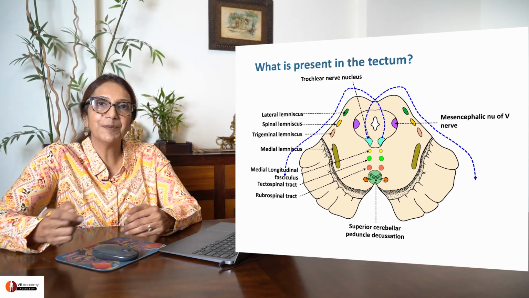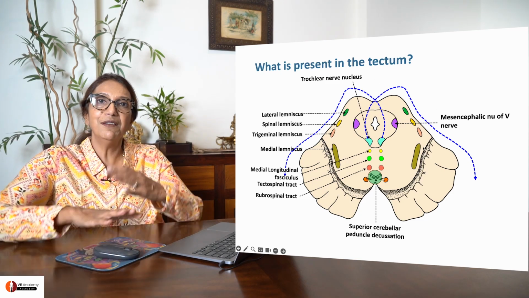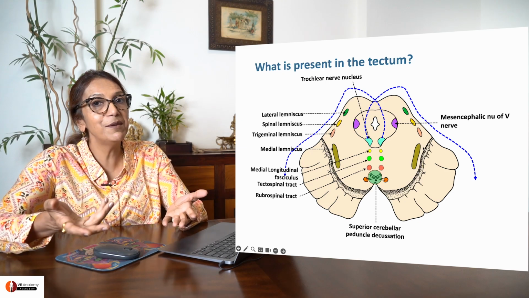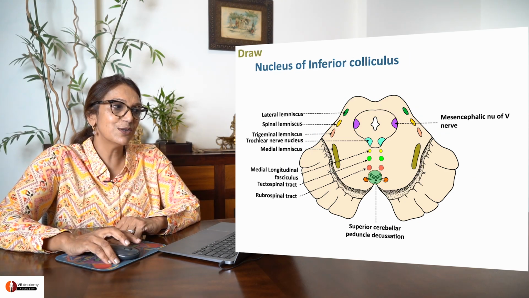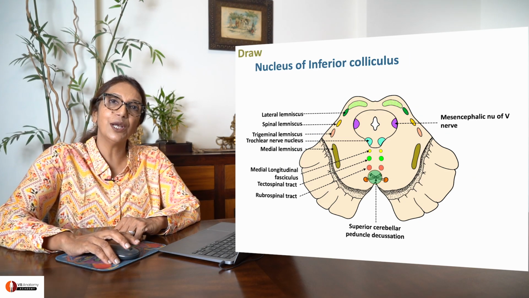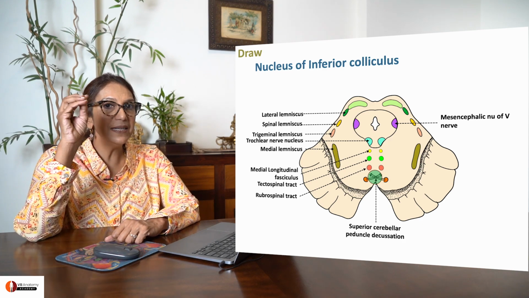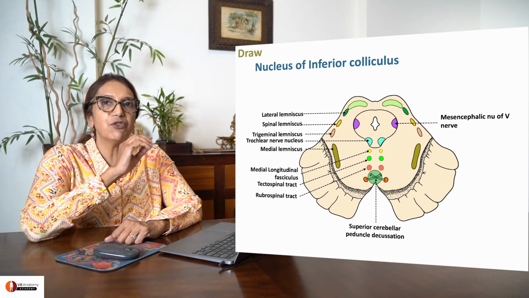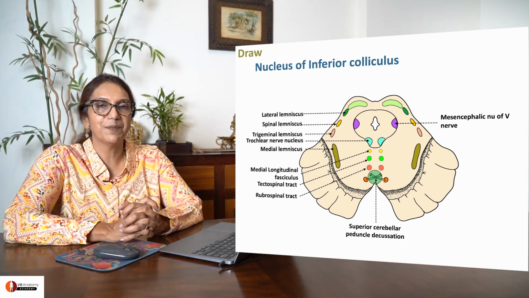So what is left? Of course, the tectum is left. We've covered up the tegmentum, but we have left the tectum, which consists of the nucleus of inferior colliculus. Please draw it. Please remember to draw it close to the lateral lemniscus. There is a logic to it. Please draw it.